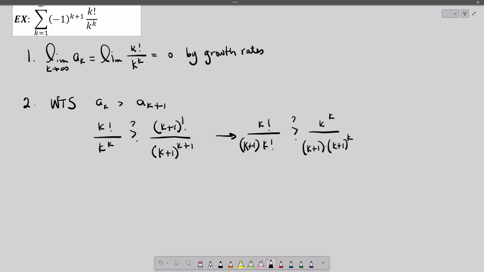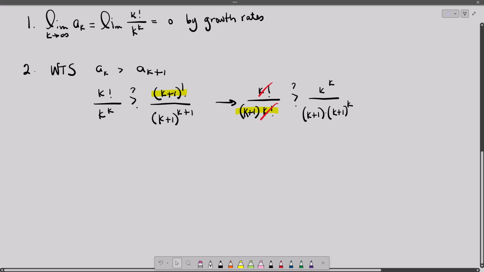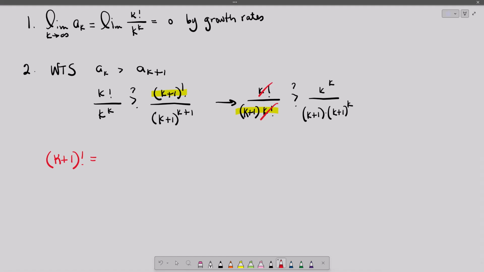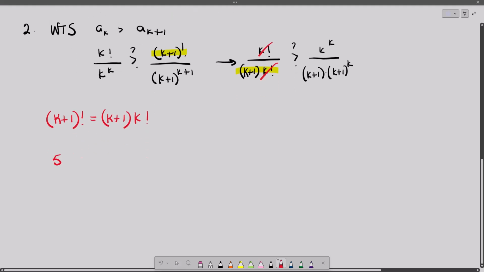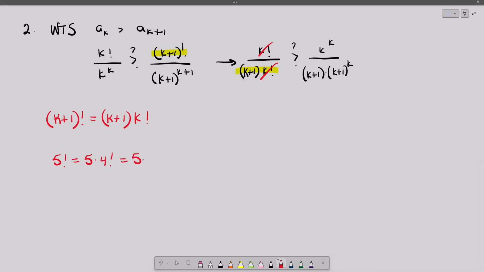Everyone okay with this factorial thing here? That and that are equal? So k plus 1 factorial. Remember that factorial is repeated multiplication, decreasing by 1 each time. For example, if you have 5 factorial, you could write this as 5 times 4 factorial. Or you could write it as 5 times 4 times 3 factorial. All right, so it's that idea.